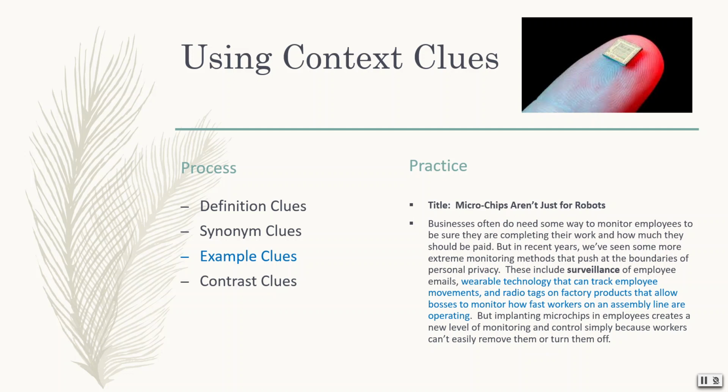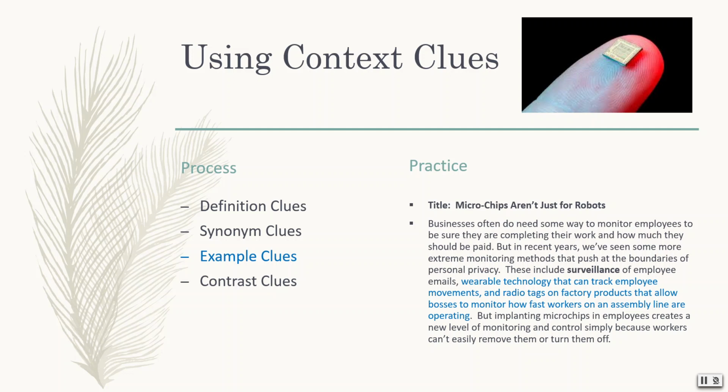And same with synonym. They might use a synonym to mean the same as microchips. Contrast clues, I'm going to skip examples for a minute because I have an example. Contrast clues is when they say the opposite of something. So we know we have robots, but the opposite of robots is human beings. We are not robots. So sometimes they might say, unlike human beings, robots do this or that, or vice versa. What about example clues?